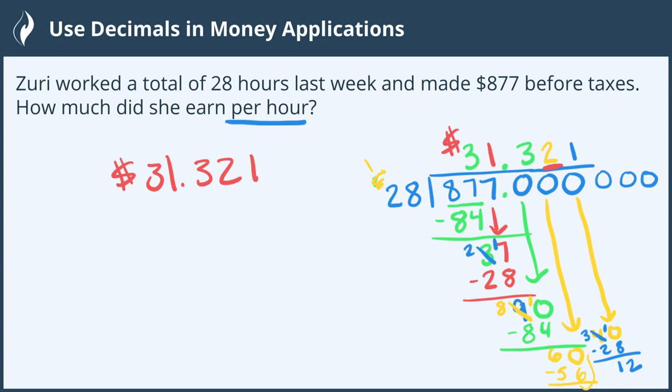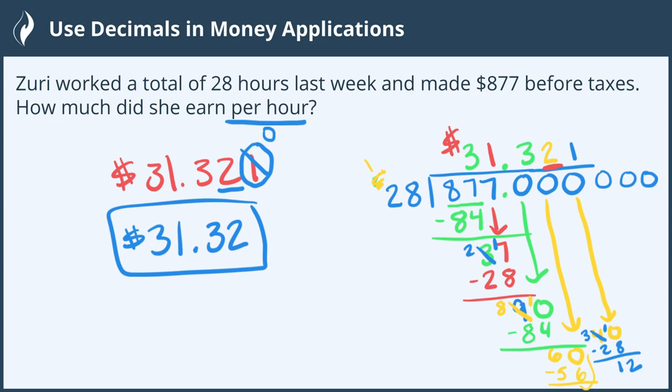So this is 31.321. And to round this, we need to round to the nearest cent. So we'll look at the number to the right of that. 1 is less than 5, so it rounds down to a 0. And so our total is $31.32. And that's how much you earned per hour, and we're all done.